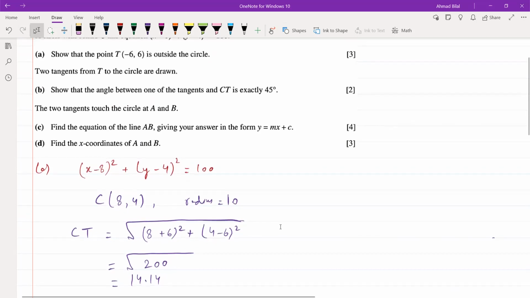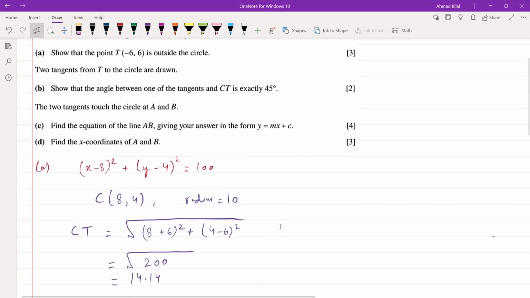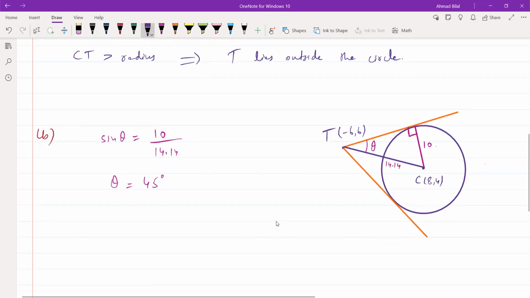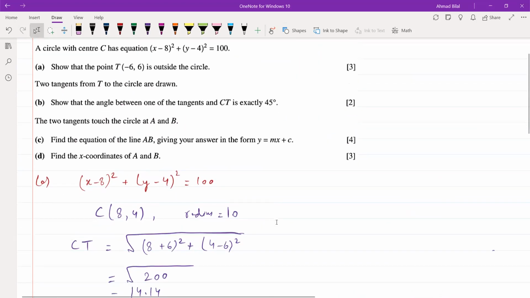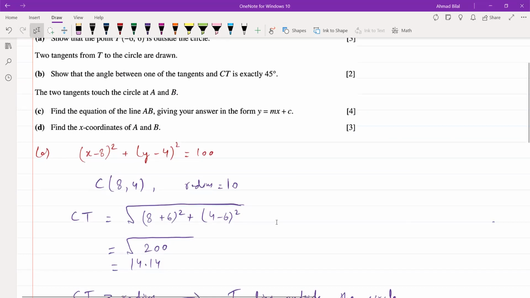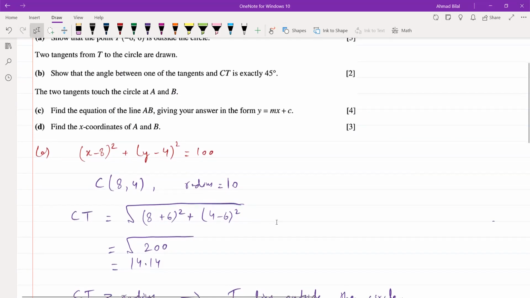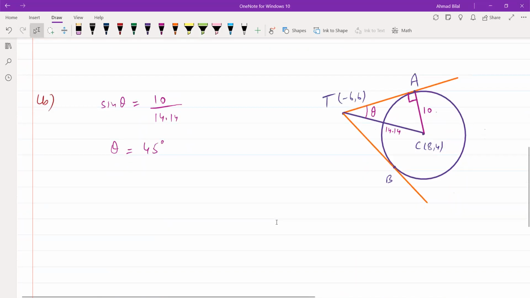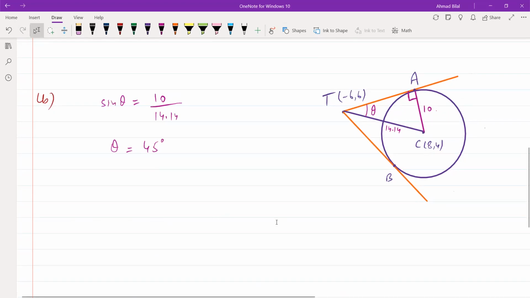Okay, now the two tangents touch the circle at A and B. So these are the two tangents that we have. They're saying one of these is called A and the other is called B. We can call any of them A and any of them B. It says, find the equation of the line AB, giving your answer in the form y equals mx plus c. AB की equation चाहिए. How do you find that?